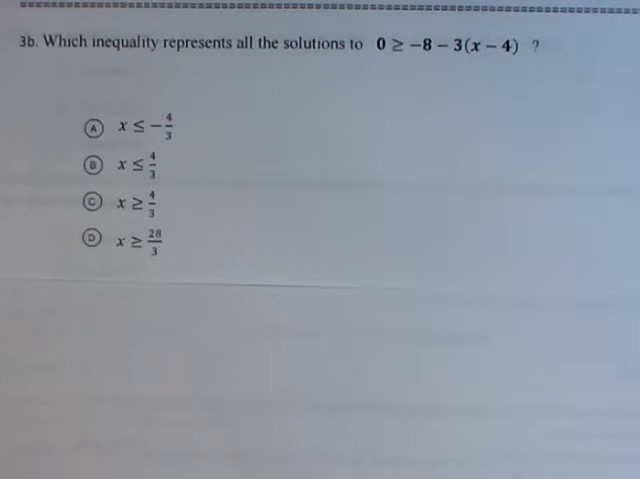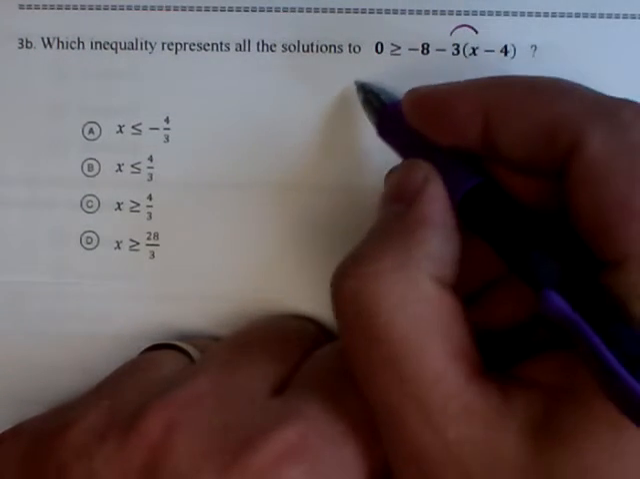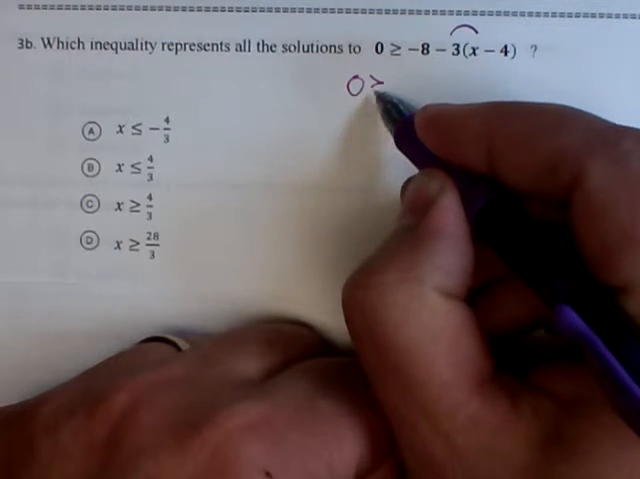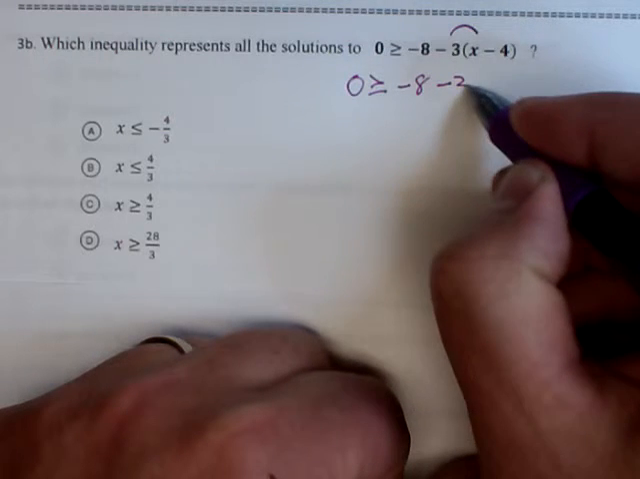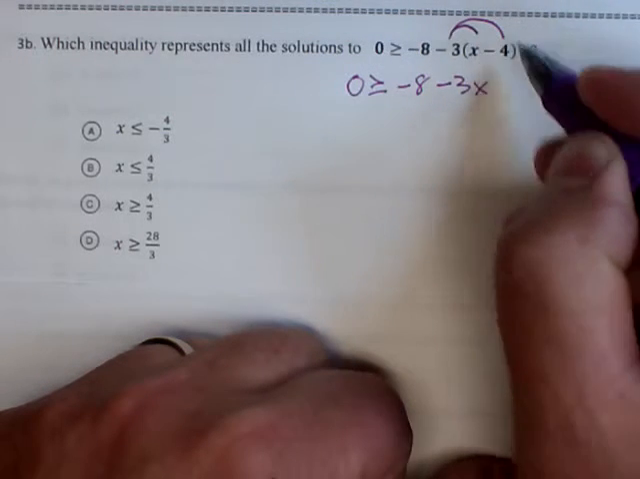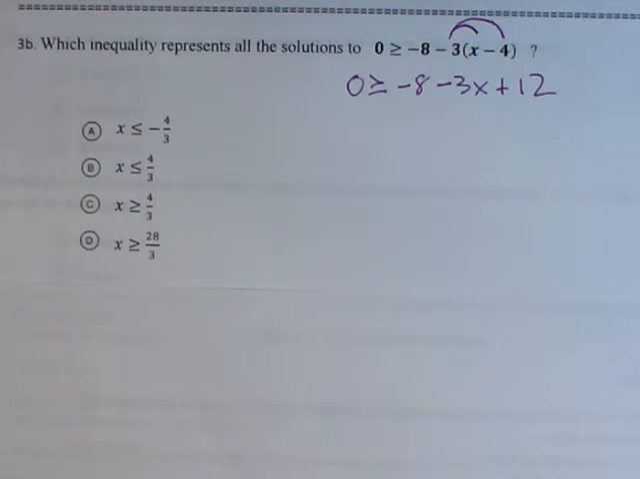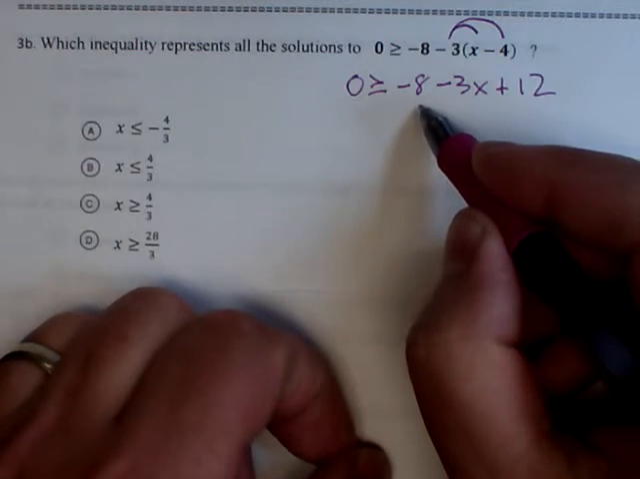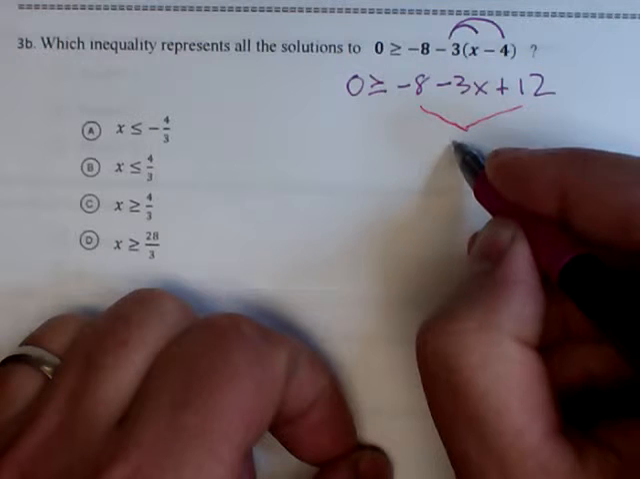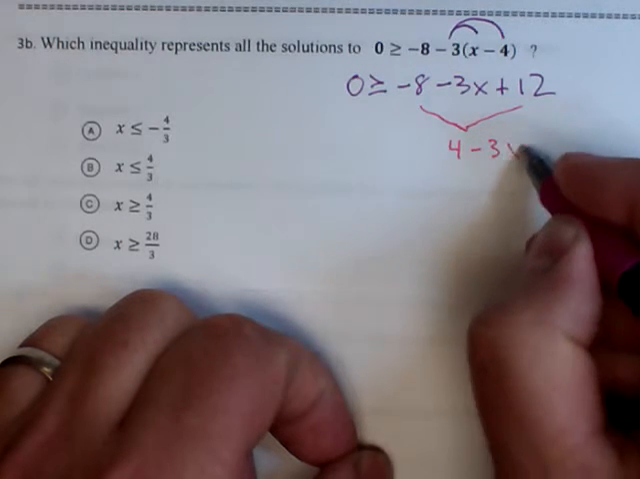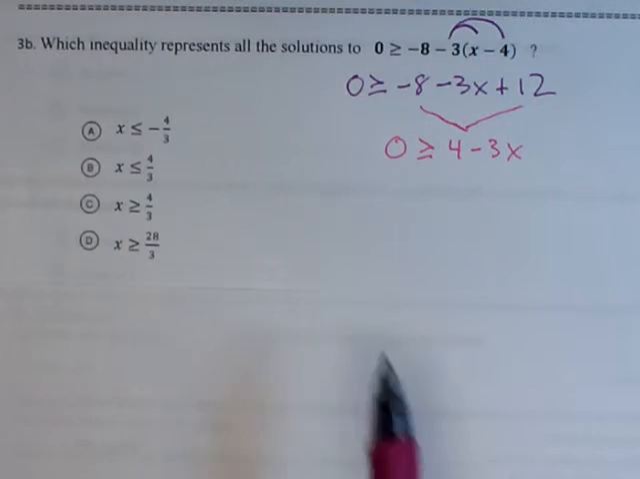So again, we will start by distributing this. I'm going to write down what I have. I have 0 is greater than or equal to minus 8. Minus 3 times x is minus 3x, and then minus 3 times minus 4 is positive 12. I can combine like terms here. That becomes 4, and the minus 3x is still there. So is my greater than or equal to symbol and the 0.